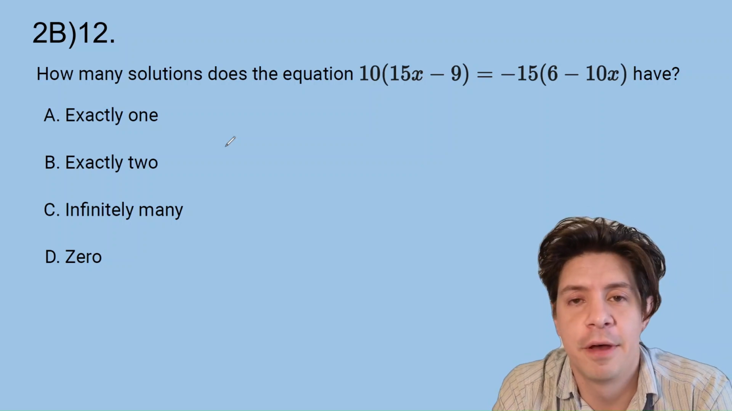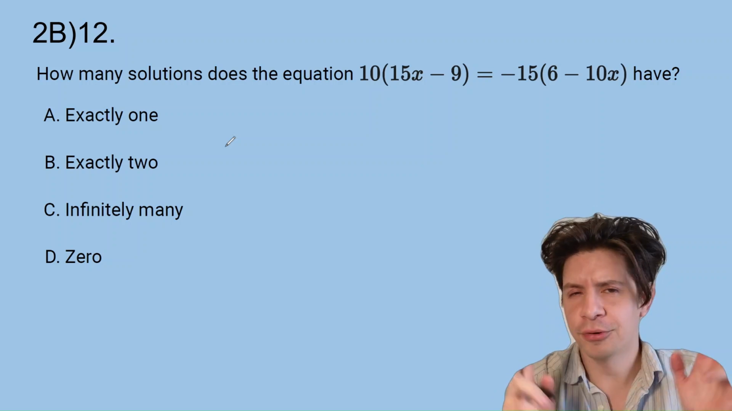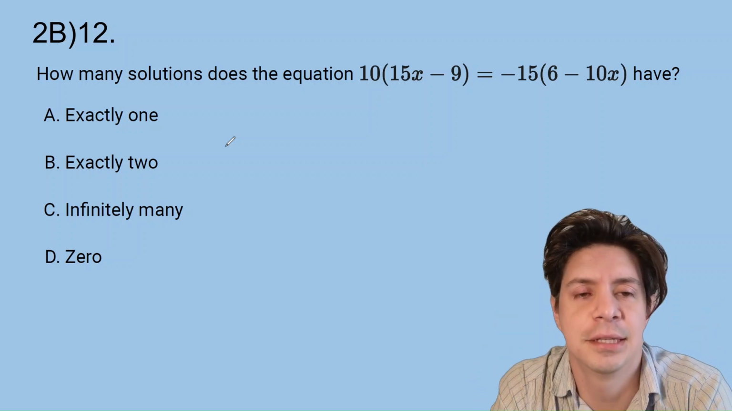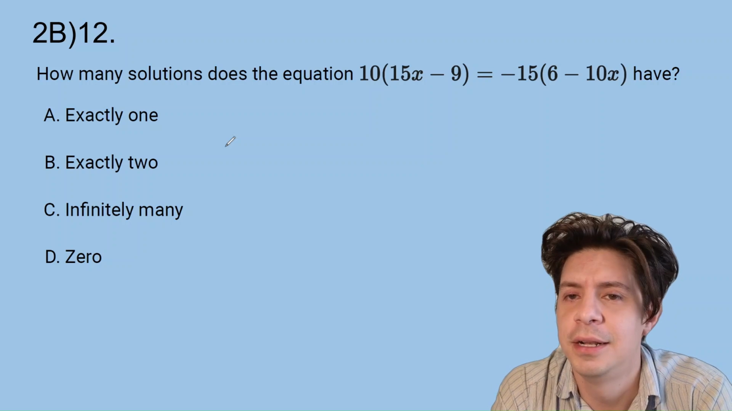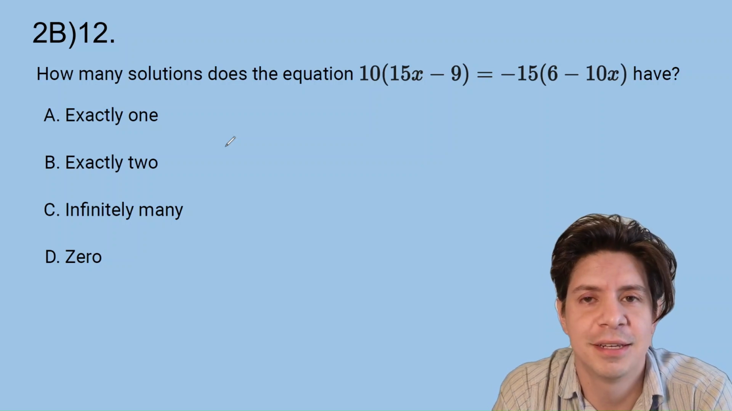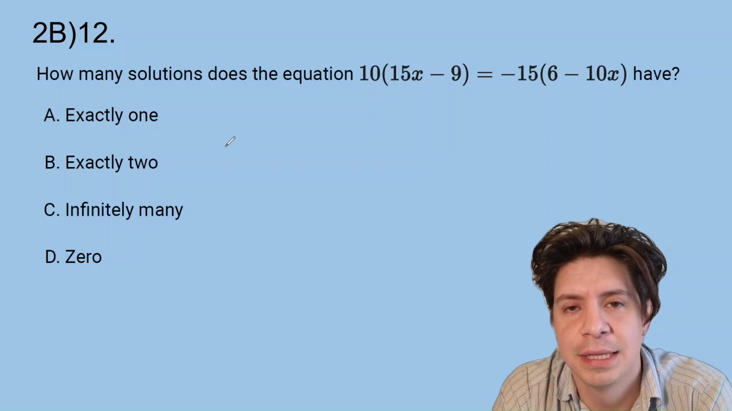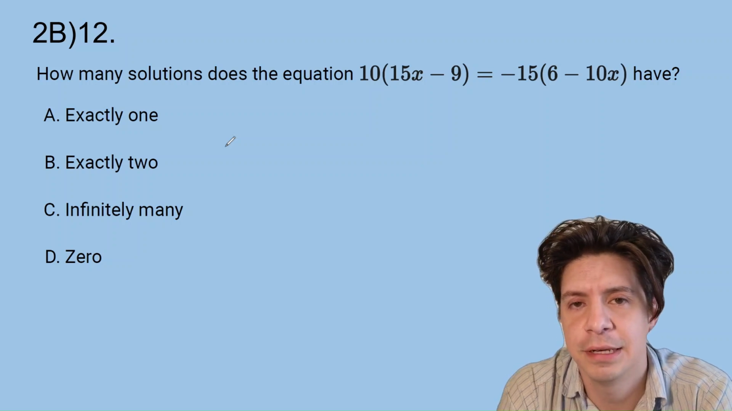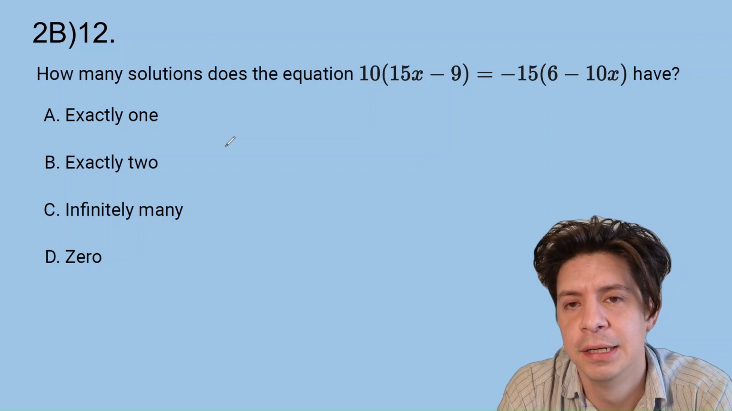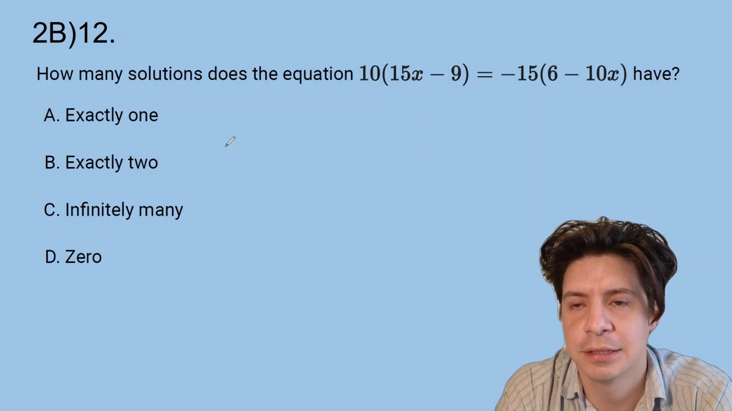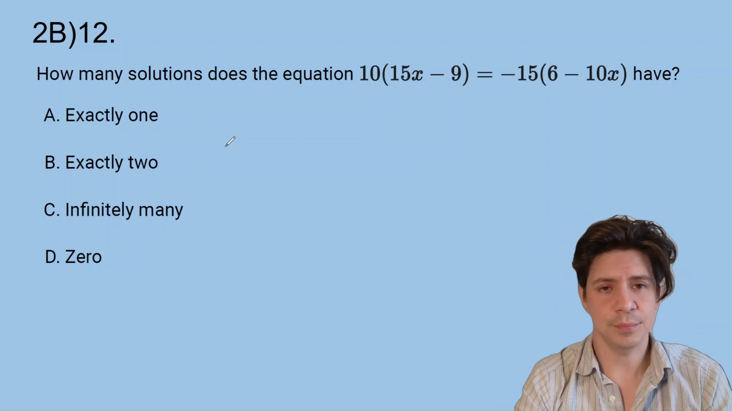This is a fun question. It's considered a hard question, I think, by the SAT, but it's actually not too bad. You'll see why in a second. So, how many solutions does the equation 10(15x - 9) = -15(6 - 10x) have? Okay, so how many solutions?